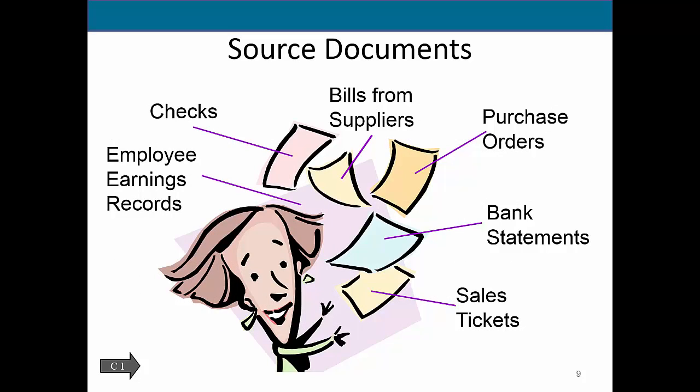A source document is evidence a transaction really occurred. Accountants use source documents to help prove what a transaction was for and how much to write down in the accounting records. Source documents identify and describe transactions and events entering the accounting process. They are the sources of accounting information and can be either in hard copy or electronic form.